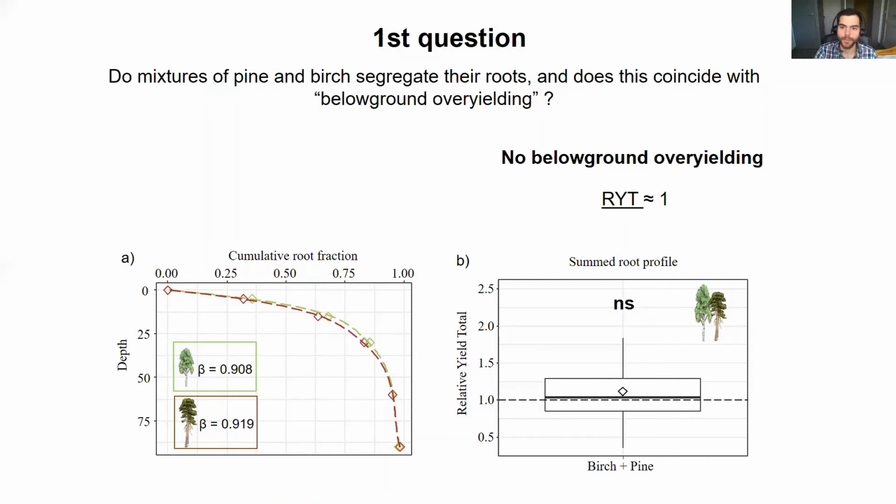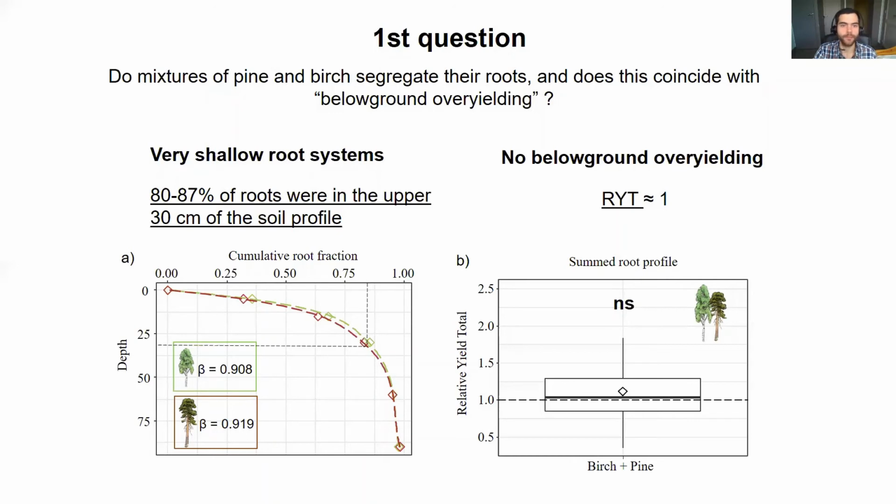Actually, both species had very shallow root systems in both pure and mixed stands. 80 to 87% of roots were in the upper 30 centimeters of the soil profile. The similar and shallow root systems may be due to the cemented layer observed around 50 centimeters deep that may have forced both tree species to use what is remaining of the soil profile in shallower layers.